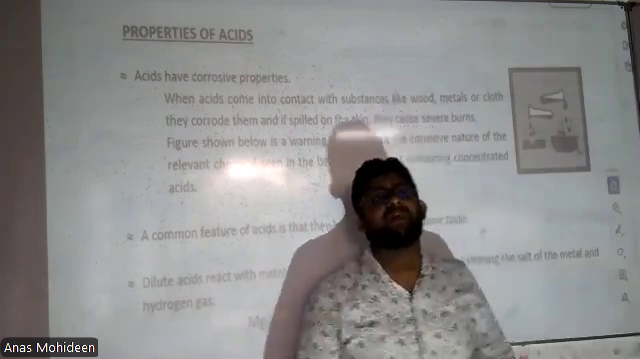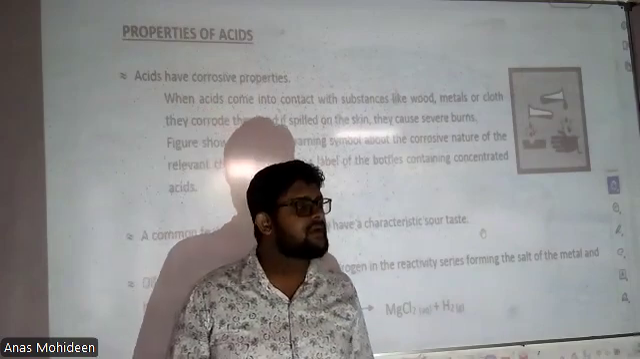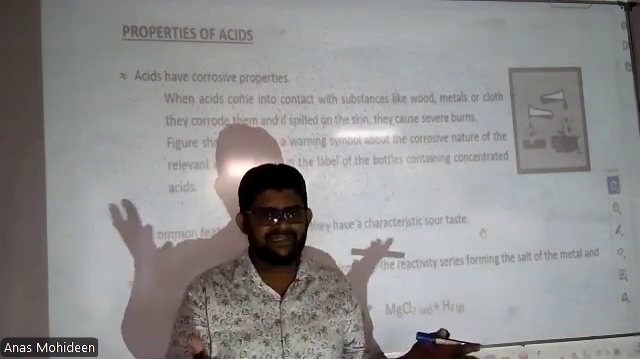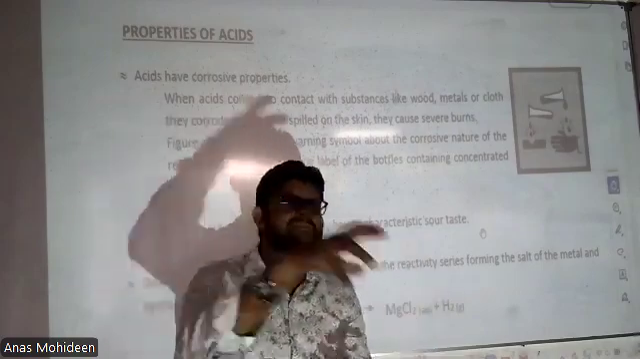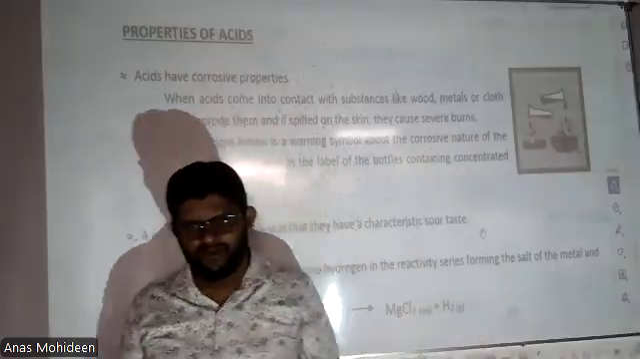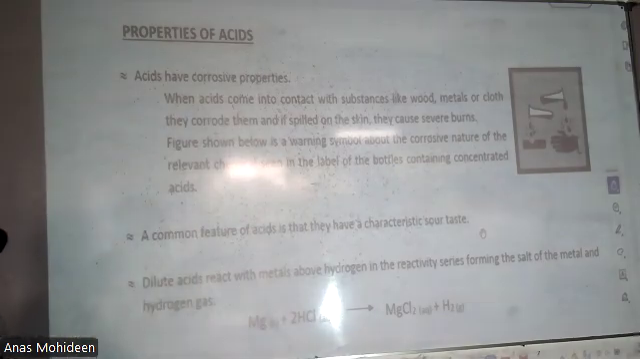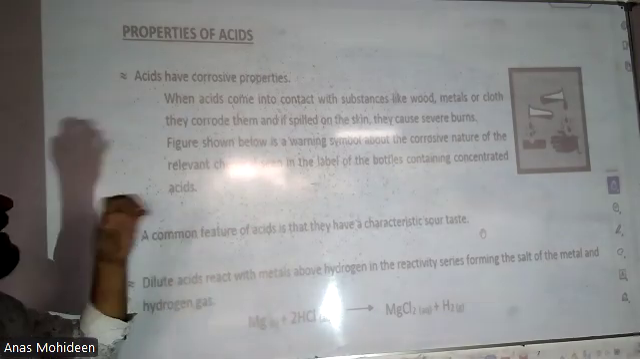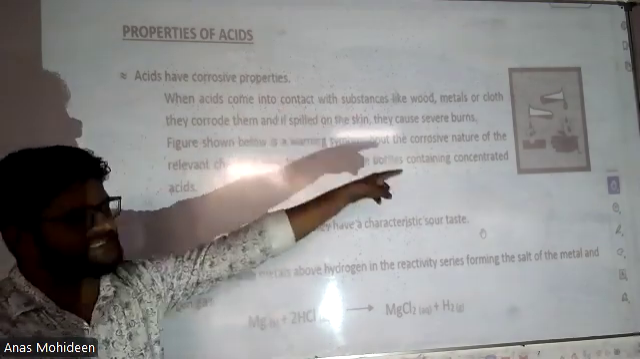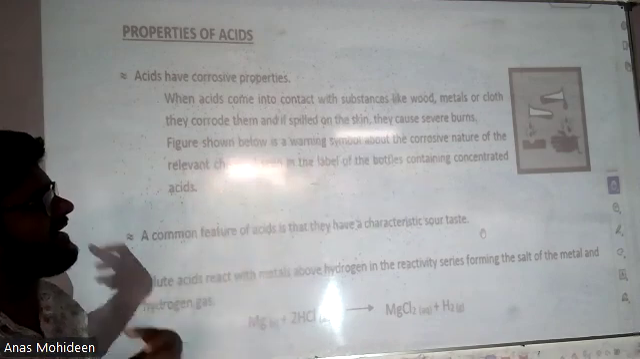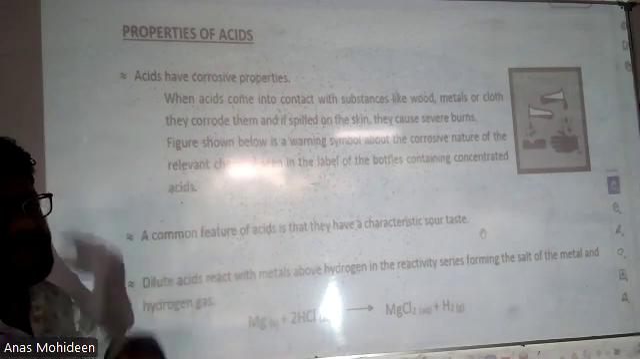If it is added to any metals, the metals would get corroded. It reacts with the acid, and a layer combining the anion with the metal will be formed. So when acids come into contact with substances like wood, metals, or cloth, they corrode them, and if spilled on your skin, they cause severe burns. The figure shown below is a warning symbol. This becomes an MCQ: the warning symbol about the corrosive nature of the relevant chemicals seen in the label of the bottles containing concentrated acids.